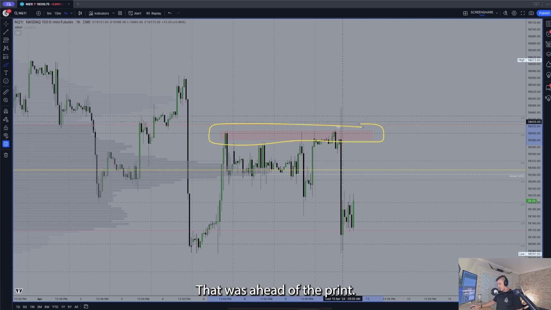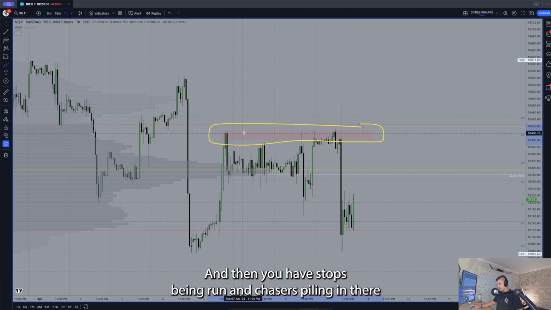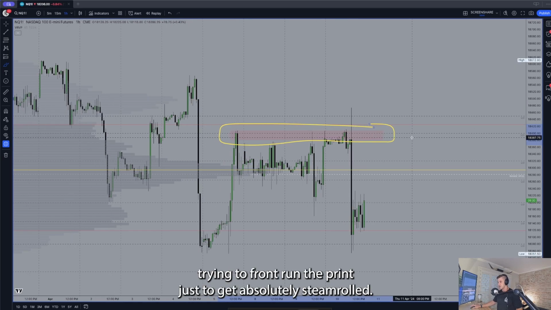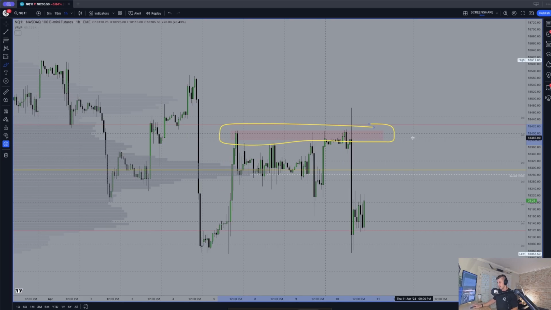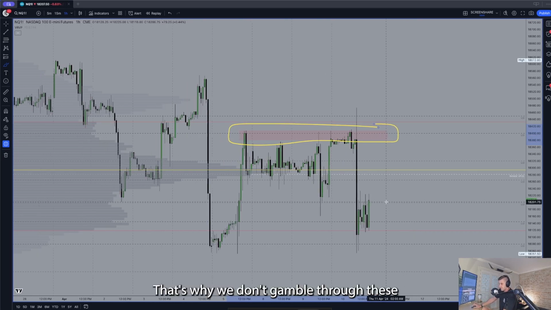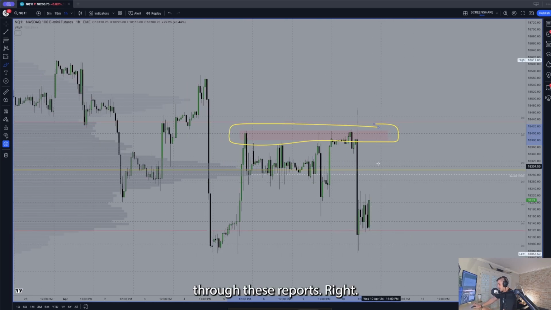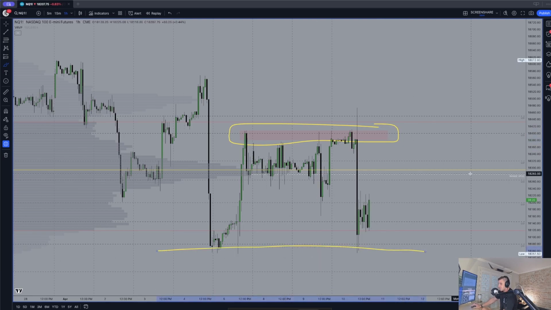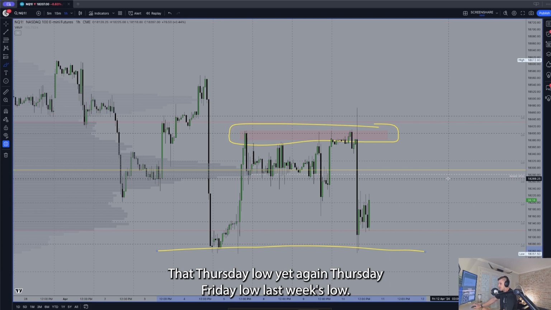That was ahead of the print. Someone front ran it, and then you have stops being run and chasers piling in there trying to front run the print just to get absolutely steamrolled. That's why we don't gamble through these reports, right? And so price trades lower down into that Thursday low yet again, Thursday, Friday low, last week's low.